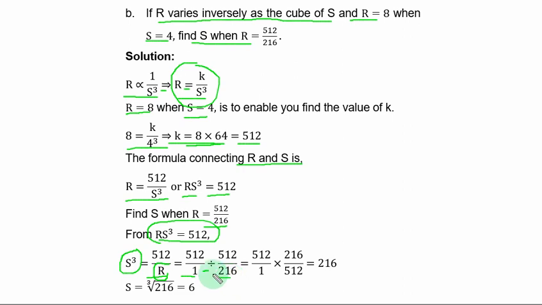In division of fractions, division sign changes to multiplication and you invert the fraction at the right side. So you have this result. 512 cancel 512. Divide 216 by 1, you have 216. To get S from S cube, you need to take the cube root of 216, and that is 6. Therefore, S is equal to 6 when arrow is equal to 512 over 216.